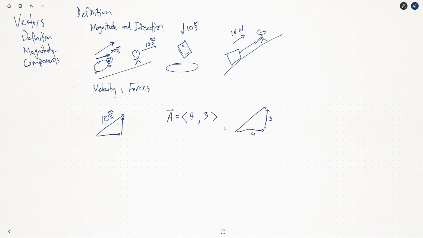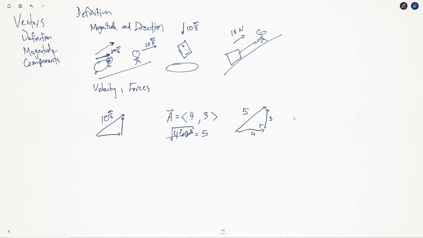The way we do that is we just use the Pythagorean theorem. Looking at the components of a vector, they actually make up a right triangle. And using the Pythagorean theorem, it's a pretty easy calculation: 4 squared plus 3 squared, and then taking the square root of that gives you 5. So it's just a basic 3, 4, 5 triangle. That would be the magnitude.